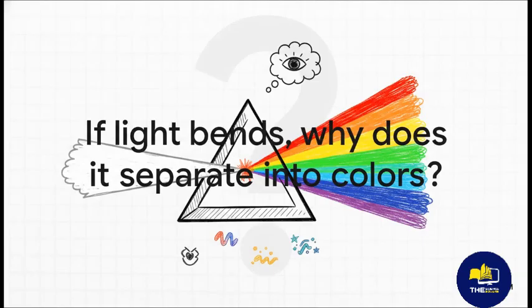And this is the million-dollar question, isn't it? If a whole beam of white light goes into a prism and it all bends, shouldn't it just come out the other side as a bent beam of white light? Why on earth do we get a rainbow? There has to be something else going on here.